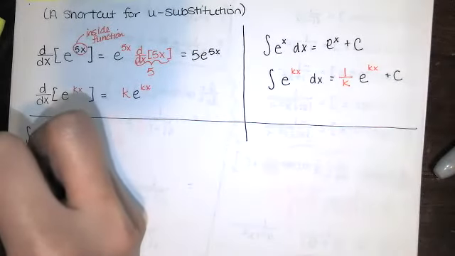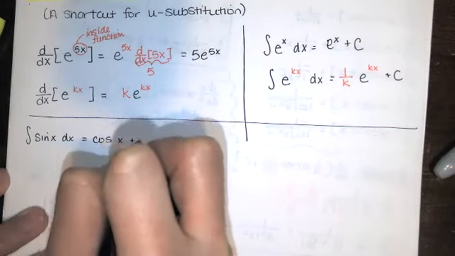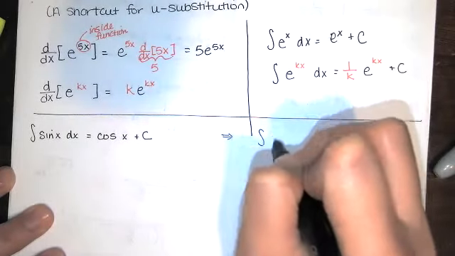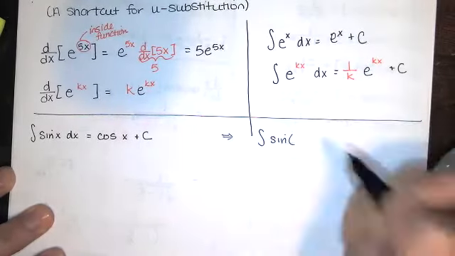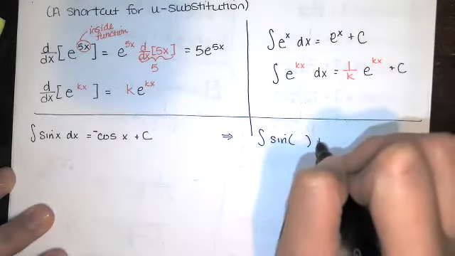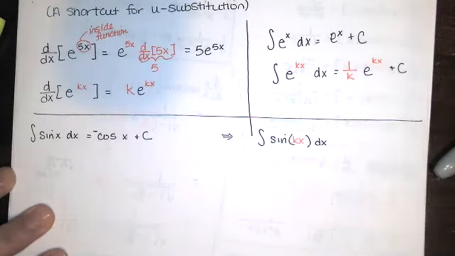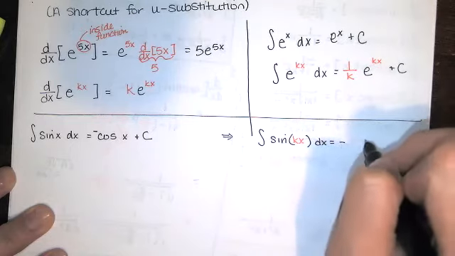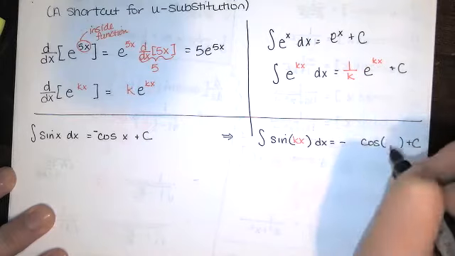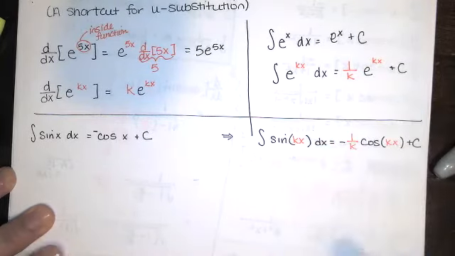The antiderivative of sine of x is negative cosine of x plus c. So let's see what the kx modification should be. The antiderivative of sine of kx is negative cosine of kx, so the angle stays exactly the same. But because there's a k multiplying that x, you divide by k.